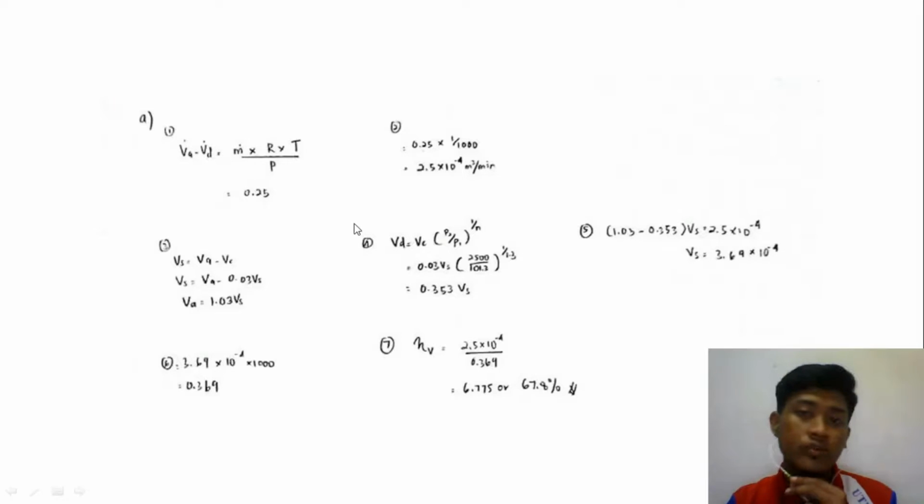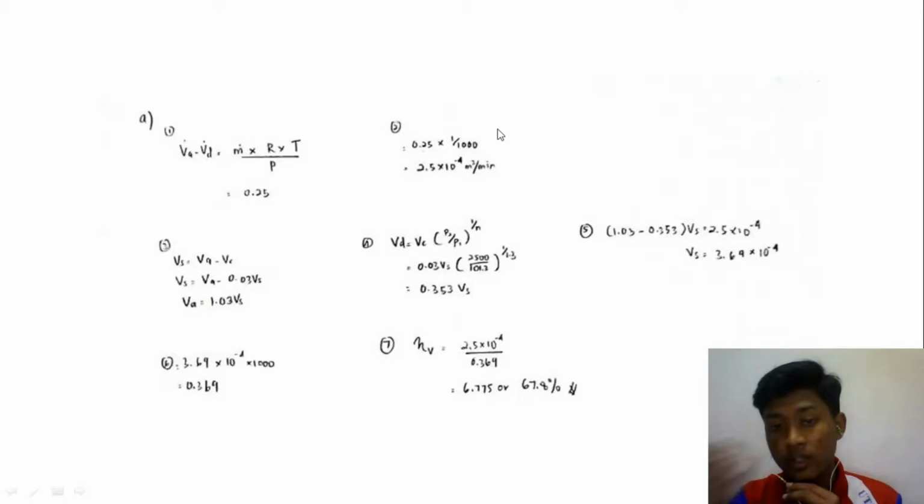So the question asks us to find the volumetric efficiency. So the first step is to find the V actual first. The formula for V actual is m dot times R times T over P. You can get the value as 0.25, and then in step 2 we have to find the volume per cycle that can be induced: 0.25 times 1 over RPM, which is 1000 per minute. So this value we categorize as equation 1.